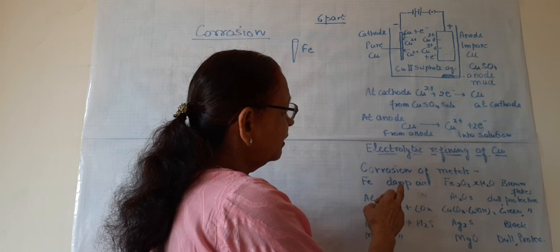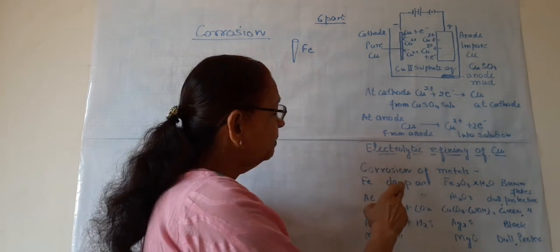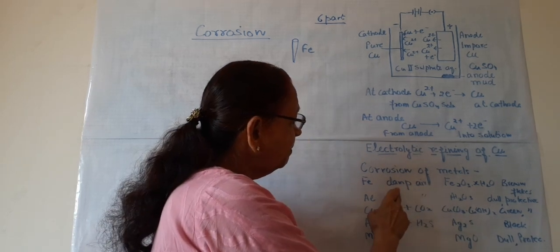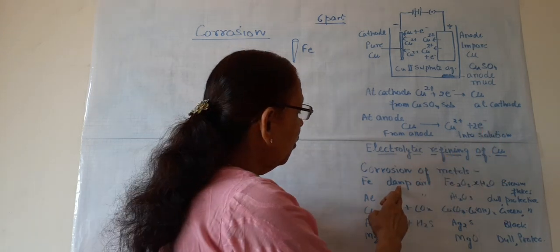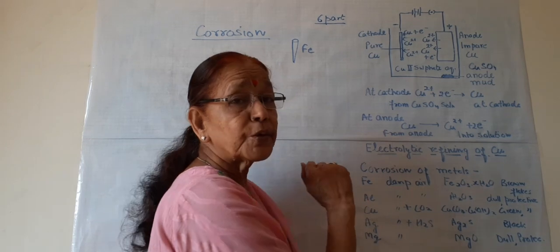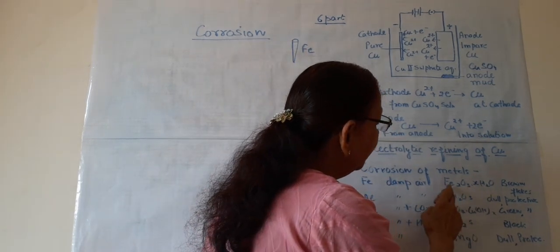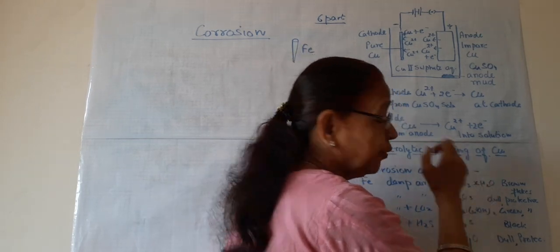So the corrosion takes place in damp air. What is damp air? It means air should be there, oxygen should be there. Damp means water or moisture should be there. So water and oxygen both help in corrosion of iron. What is formed? Hydrated iron oxide, Fe2O3·xH2O.